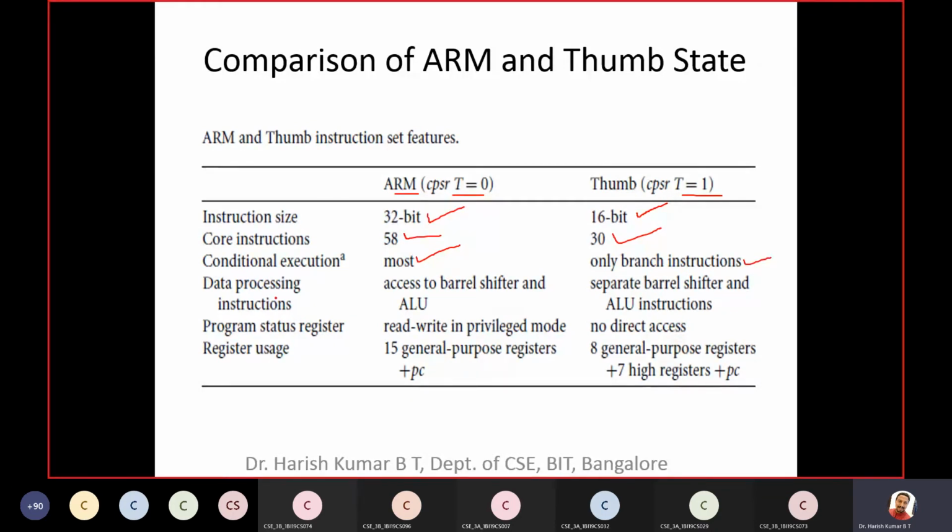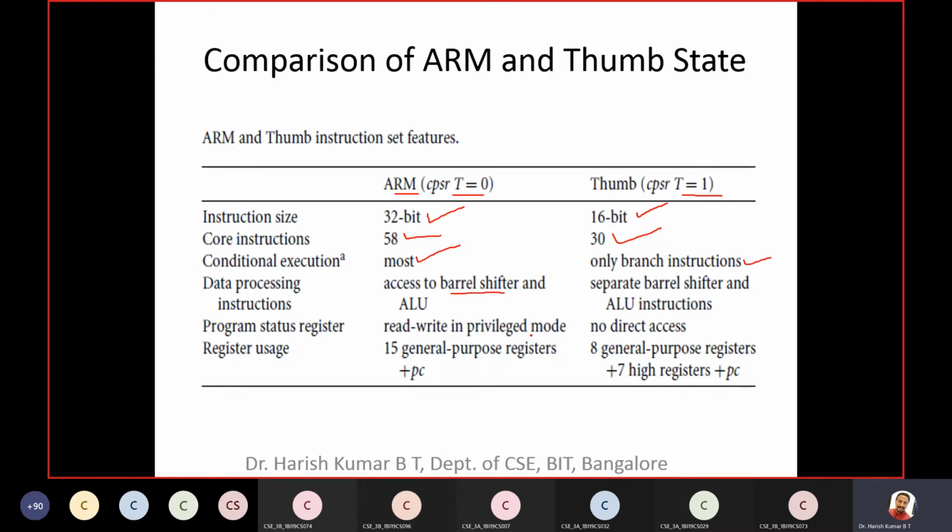Then data processing instructions have access to the barrel shifter. I said one of the ALU inputs is connected with the barrel shifter. Here in Thumb state there are separate barrel shifter and ALU instructions, so they are completely separate. Then the program status register can be both read and written in the privileged mode. So we understood the 6 privileged modes.